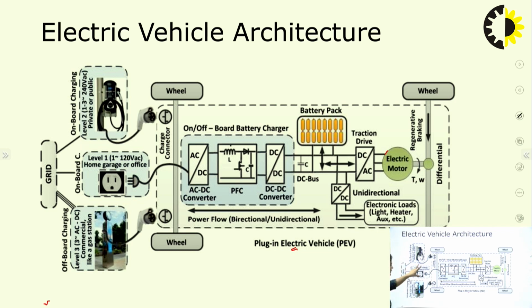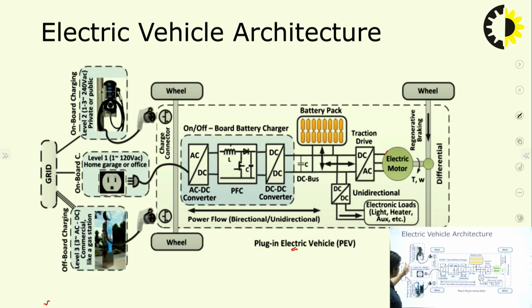If you see from here, this is a grid. The charging can also be characterized on the basis of voltage level 1, level 2 and level 3. Level 1 is 120 volt AC, level 2 is 240 volt AC, and level 3 is some higher level like a three phase charger. So it is an AC to DC charger, right?